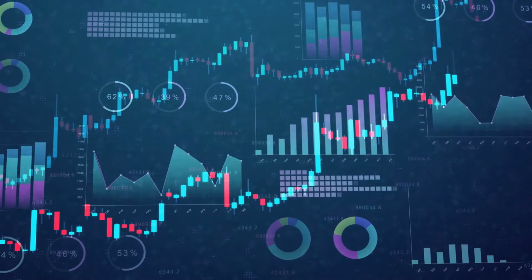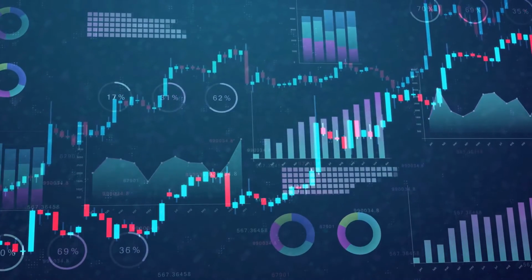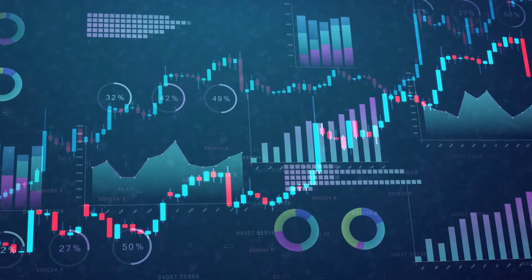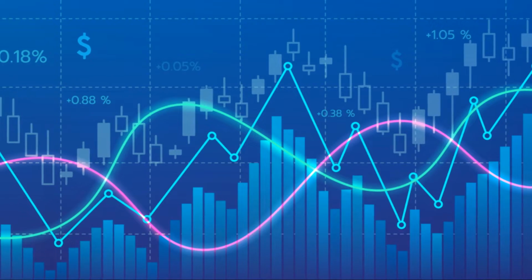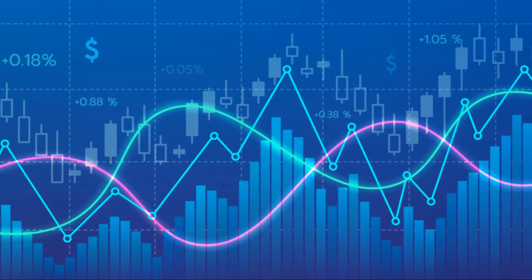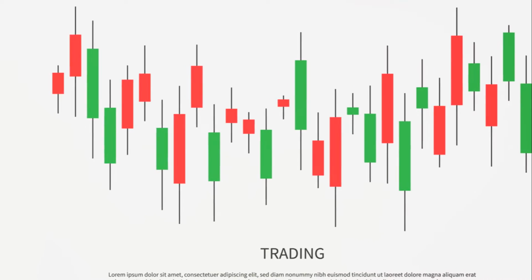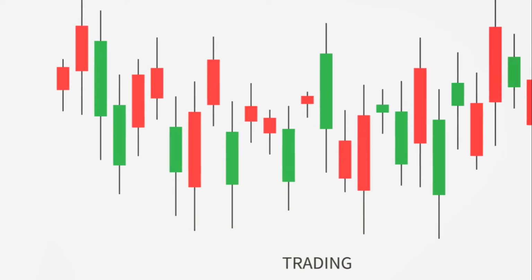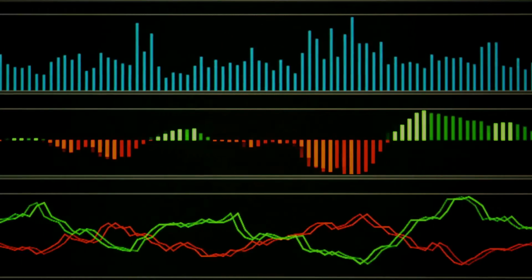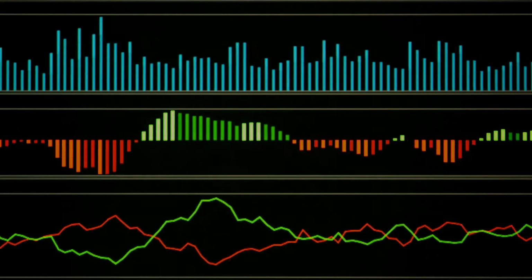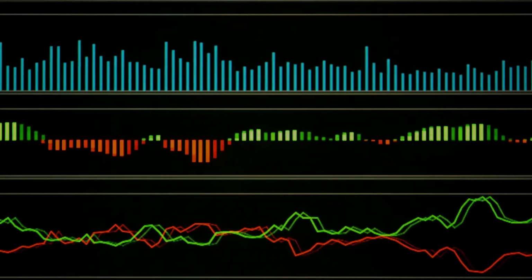Let's illustrate this with a hypothetical example. Suppose you're trading the EUR-USD currency pair, and you've identified a pivot point at 1.20. As the trading session progresses, the price starts to inch closer to this level. Suddenly, there's a surge, and the price breaks above the pivot point, signaling a potential breakout.